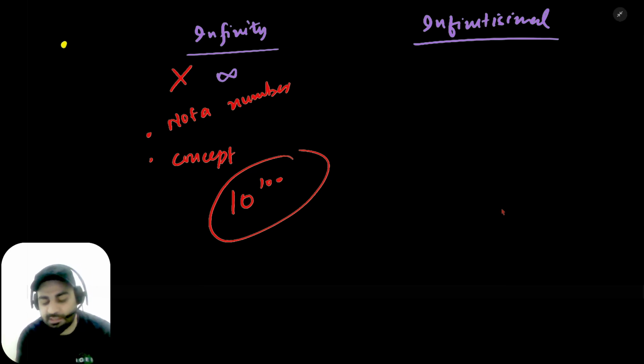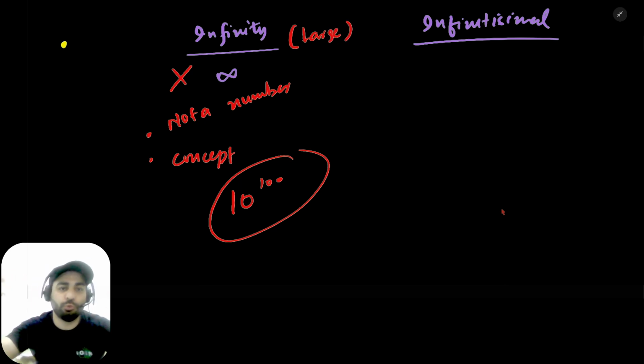Don't consider infinity as a number. If you write something like 1 divided by 0 is equal to infinity, this does not mean that infinity is a huge number. It is just to describe the largeness, or to quantify how huge a thing is, that we say infinity.